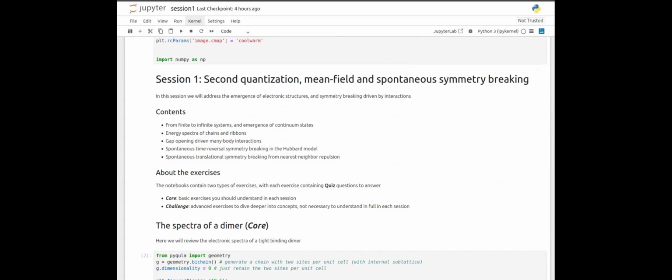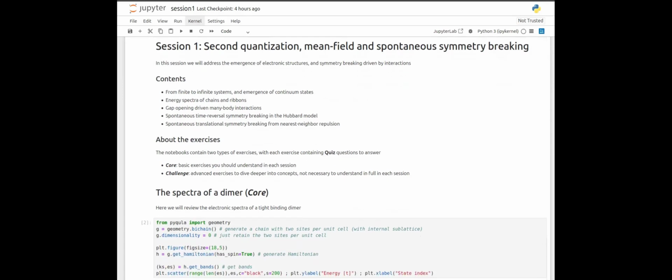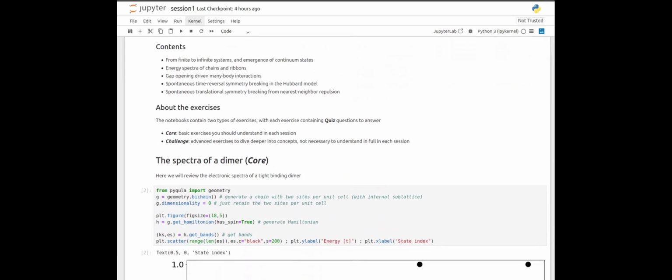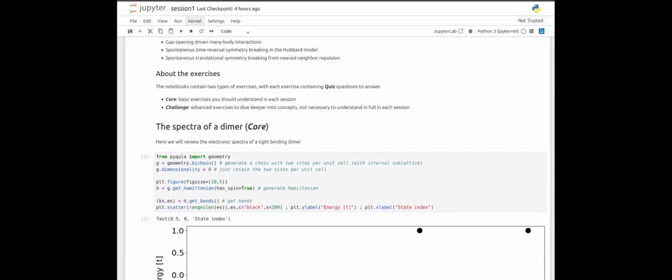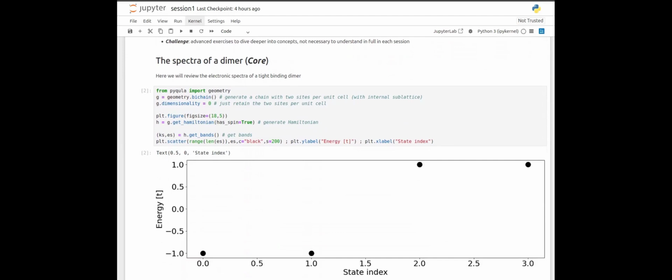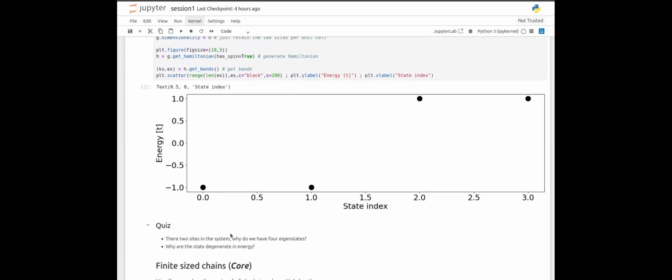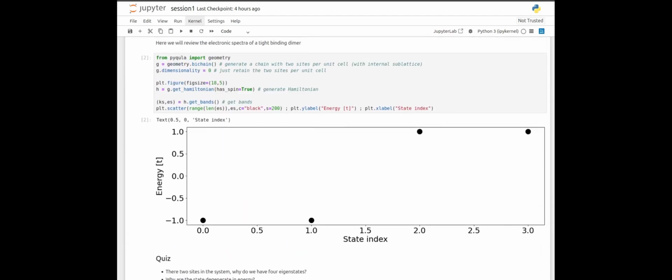And then there are the other exercises, which are more elaborate and more advanced, the challenge exercises. You don't need to understand all of them, but it can be a very good and motivating exercise to try if you want to do something more advanced. The way the exercises are organized is that you have a template code, and this template code computes some basic thing that we would like to consider. For example, in this case, just the spectra of a dimer, and the result of the code is usually printed as a plot, and then afterwards you have a few questions that you need to answer.